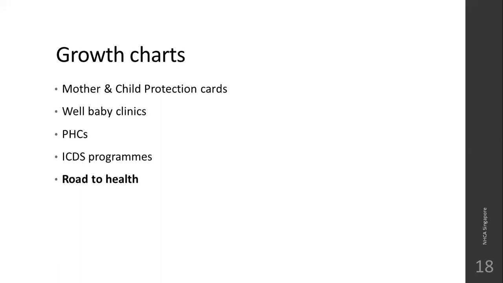PHCs, primary health centers, are also available. They can also monitor the growth chart. ICDS programs, Anganwadi programs, ASHA workers are all part of the ICDS programs and schemes. They can also take part in monitoring the child's height, weight and head circumference. Then we can follow the road to health chart. These are all the areas where growth charts are used.